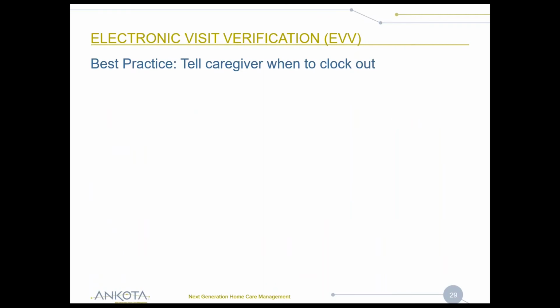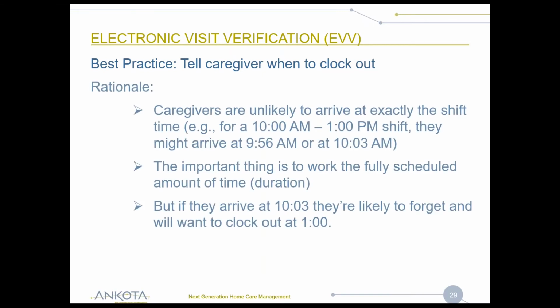All right, so next one is, continuing on the topic of electronic visit verification, is it a best practice to tell the caregiver when to clock out? I've mentioned this scenario, but if my schedule is from 10 to 1, on some days the traffic might be good and I get there at 9:56 or even 9:45. On other days my traffic might be bad and I don't get there until 10:05. So when they clock in, based on their arrival time, the system is going to look at the duration and say when they should clock out.